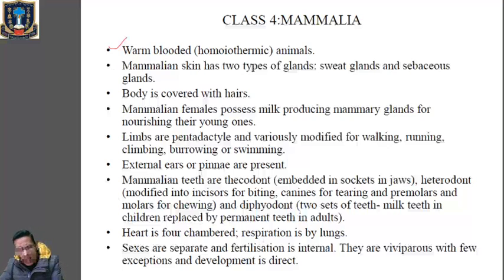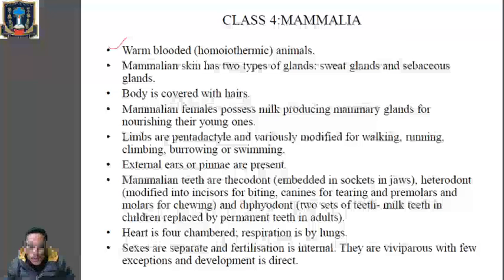Next, character number 2. Skin has two types of glands. One is called the sebaceous gland, and another one is called the sweat glands. These are mainly modified to form the wax glands or the tear glands and the mammary glands. Body is generally covered by hair, and the most important characteristic feature of the class Mammalia is that the female possesses the milk-producing gland called the mammary gland, and this gland produces the milk which is essential for nourishing the young ones.